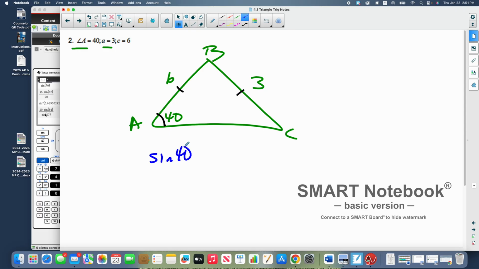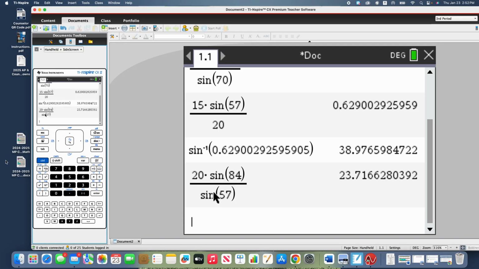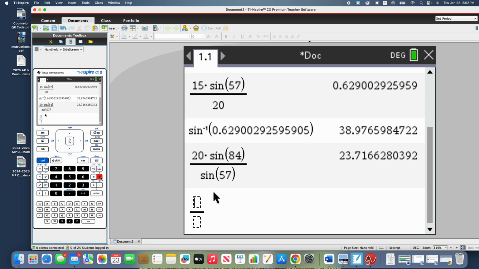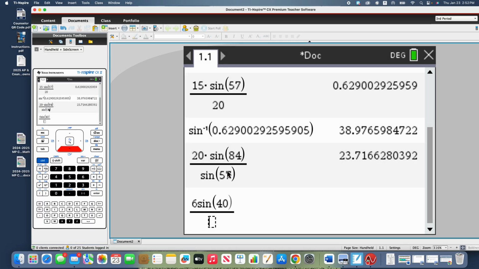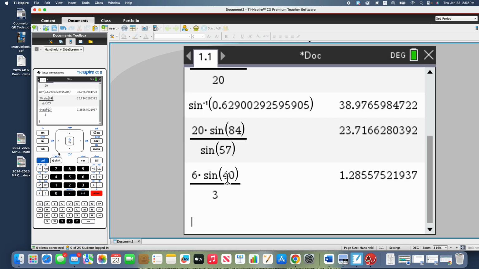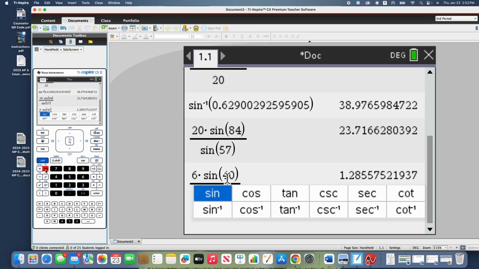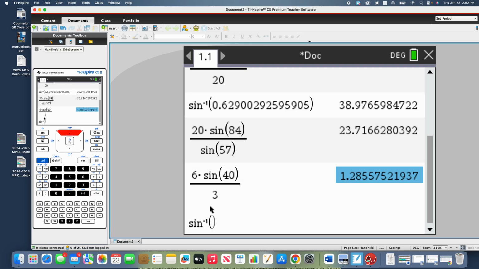Sine of 40 over 3 equals 6 over sine of C. Cross multiply and divide. I'm going to do 6 sine of 40 divided by 3, and I'm going to do the inverse sine.